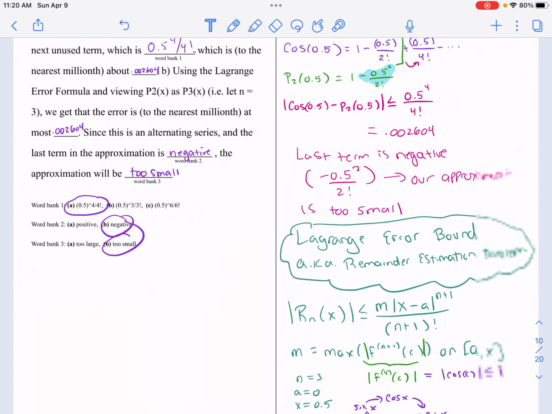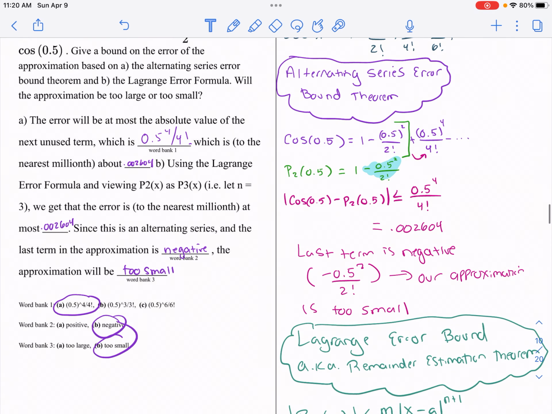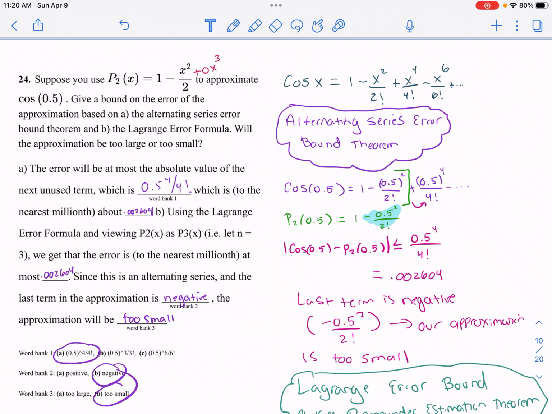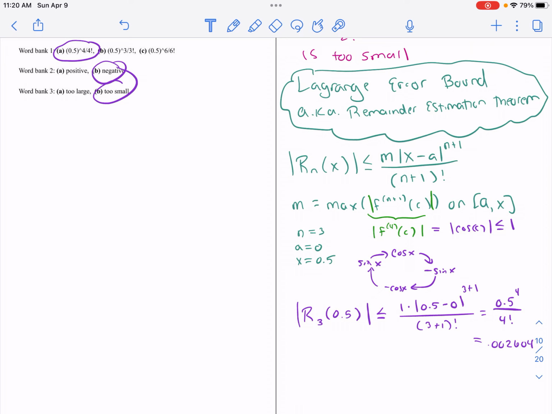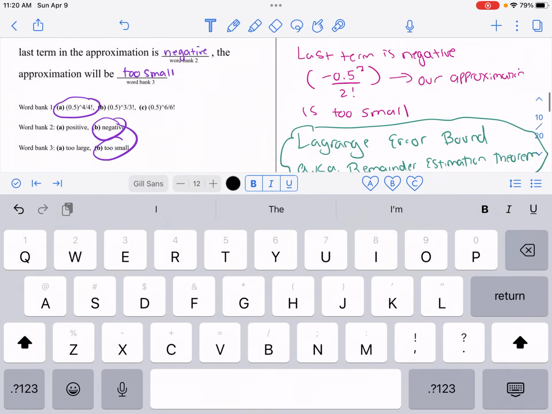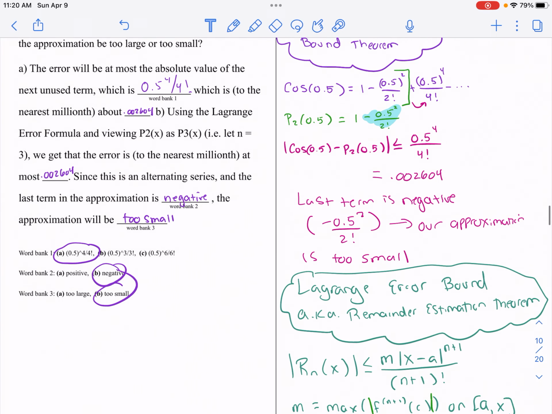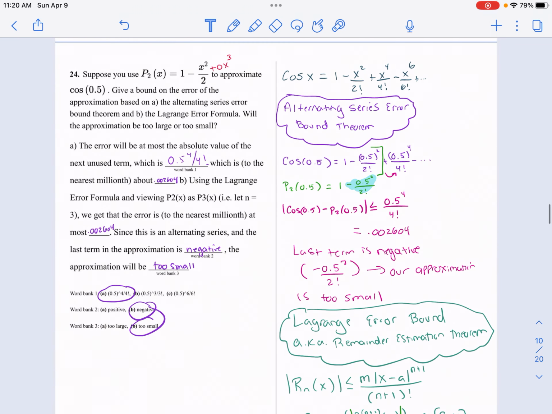So the point of this problem is to remind you there are two error tests we use, and if it's an alternating series, just use the alternating series test because it's quicker. But the Lagrange error one works no matter what, whether your series or polynomial is alternating or not. And ultimately they tell you the answer, or they tell you which one to use. That's kind of ideal, but this hopefully glues those things together in your head.